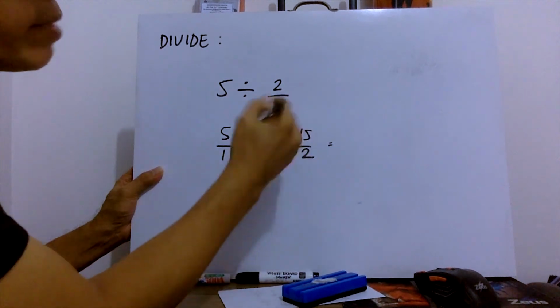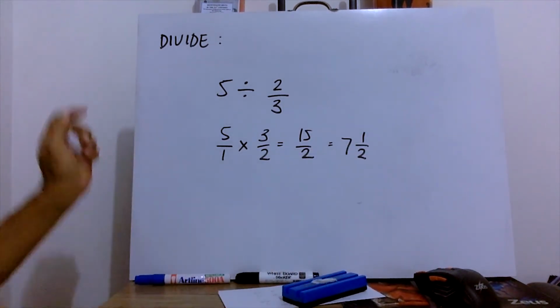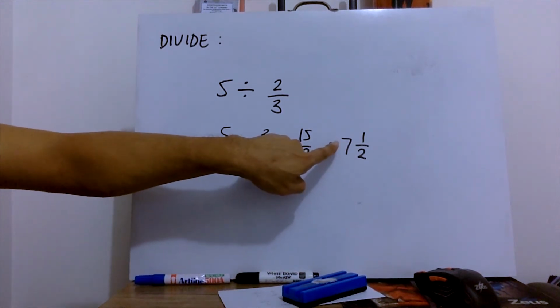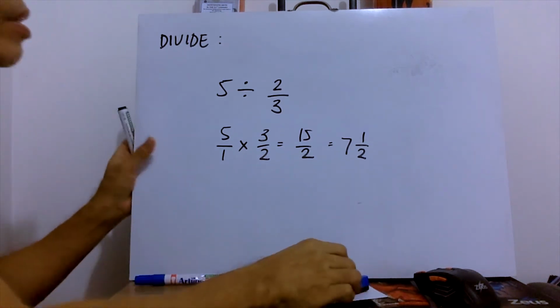How do you simplify that? So it's 7 and 1/2. Let's check. 7 times 2, 14, plus 1, 15. So 15 over 2. So easy. All right?